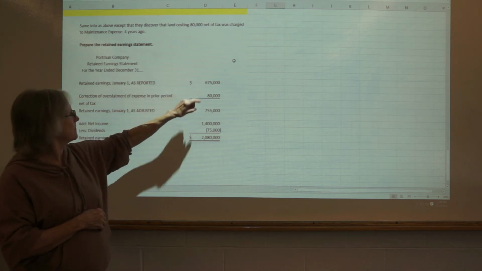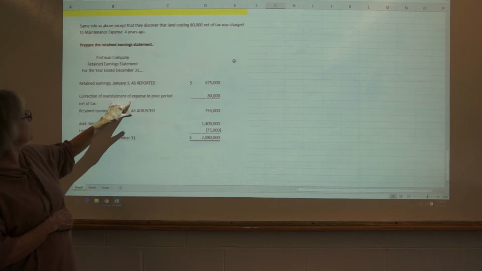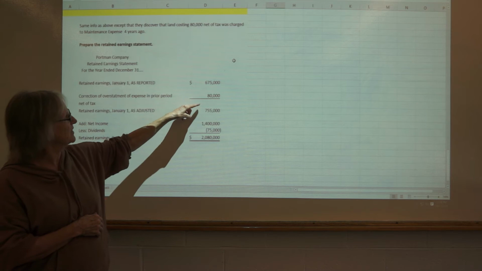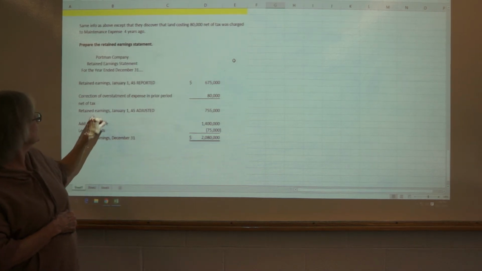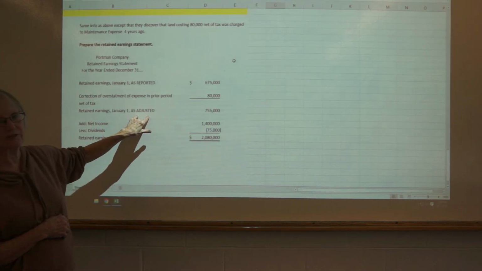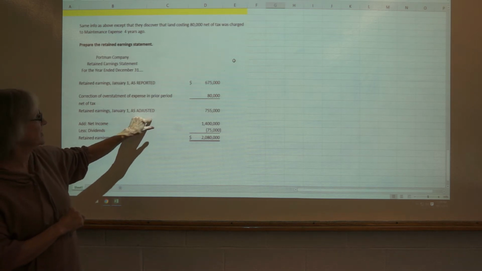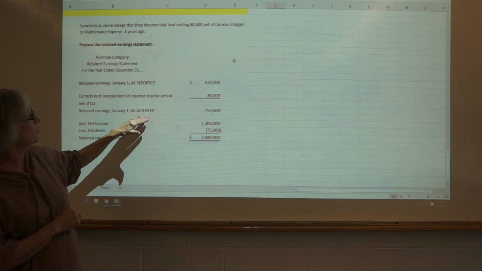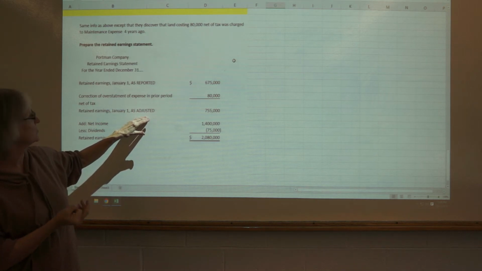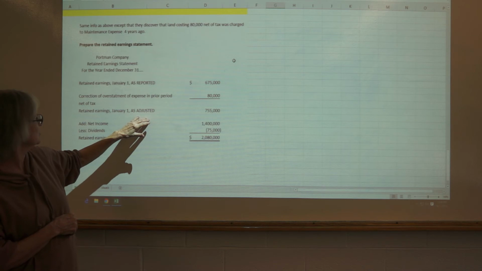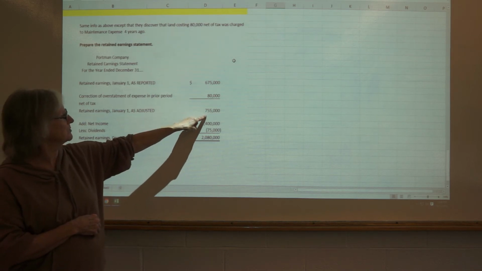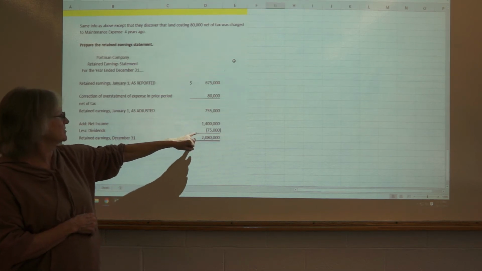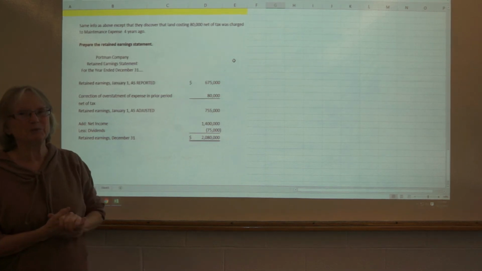It was $675. Then we talk about the correction of the overstatement of the expense in the prior period, net of tax. We add that $80,000 back, and then we get retained earnings as adjusted, not as fixed or as corrected, but as adjusted. So these are part of any retained earnings statement where there is any prior period adjustment or other modifications. Then you just, at this point, you get your adjusted retained earnings at the beginning, you add your net income, deduct your dividends as you normally would.